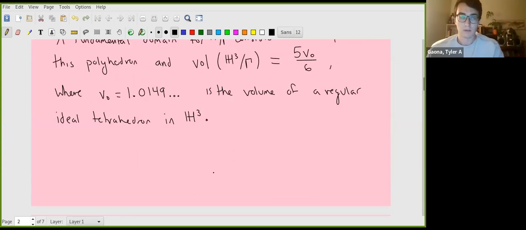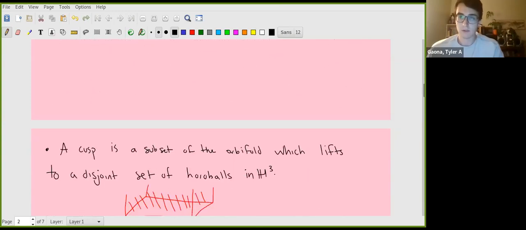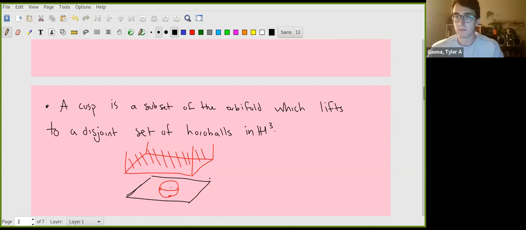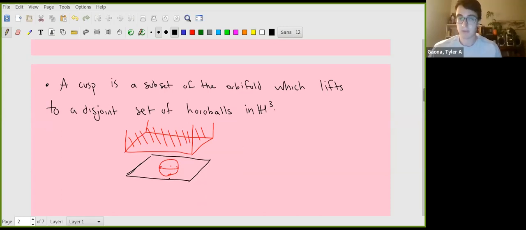So we're going to obtain lower bounds on the volume of an orbifold by obtaining bounds on the volumes of its cusps. Now, what's a cusp? For us, we'll just think of it as a subset of the orbifold which lifts to a disjoint set of horoballs in H3. Now, again, in the upper half space model, a horoball we'll think of as being centered at some point on the sphere at infinity.